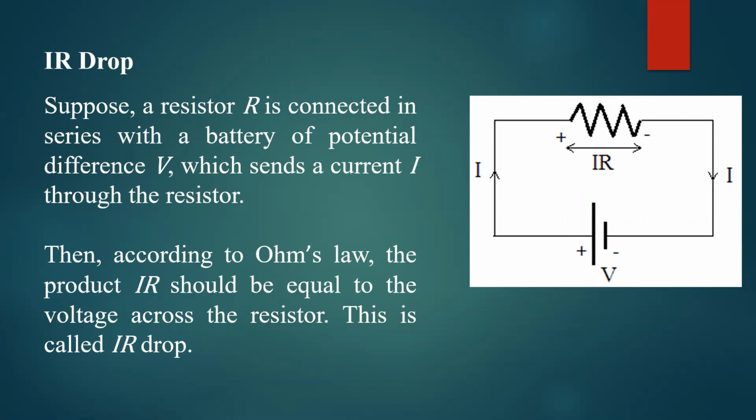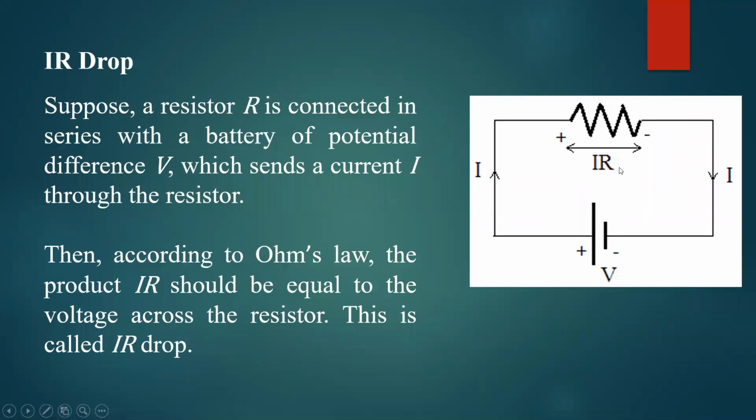So the last point, I will also cover: IR drop. What is IR drop? Suppose a simple circuit is considered here. A battery of potential difference V is connected. Then the current flowing through the circuit is I. Then a resistor R is connected in the circuit, which controls the current. Total current flowing through the circuit is I. Then according to Ohm's law, the product IR should be equal to the voltage across the resistor. The voltage applied in the circuit is equal to the IR product.